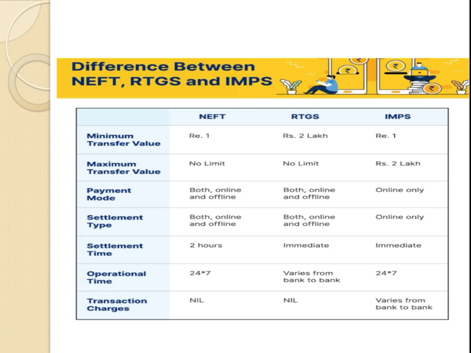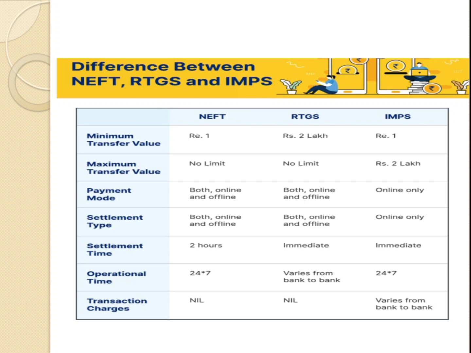Next, we can discuss the differences between NEFT, RTGS and the immediate payment system. The minimum transfer value in NEFT is rupees 1, in RTGS it is 2 lakh, and in the immediate payment system we can transfer 1 rupee from one bank account to another bank account. The maximum transfer value has no limit in NEFT and also in RTGS, but there is a limit in the immediate payment system. We can transfer only up to 2 lakh.